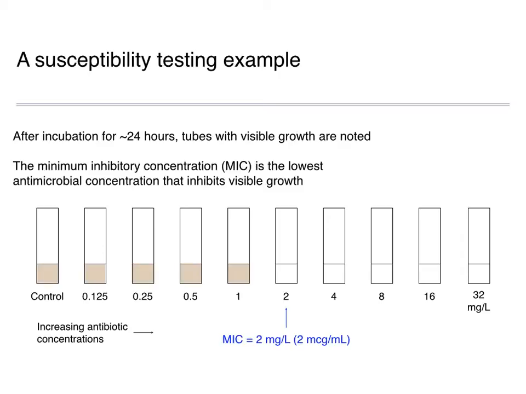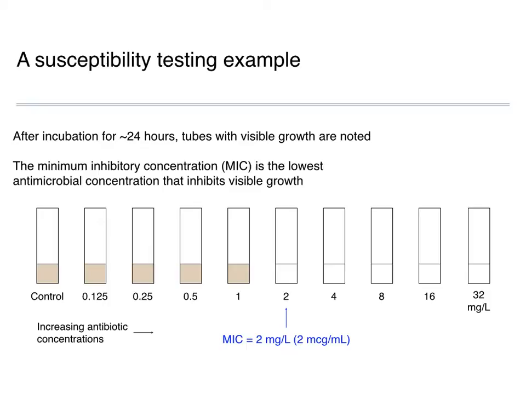Then you have this scenario where your control tube shows growth, and then you have growth at 0.125 micrograms per ml, 0.25, etc. The MIC is basically the lowest concentration that inhibits visible growth of your organism. So that would be, in this scenario, 2 micrograms per ml.